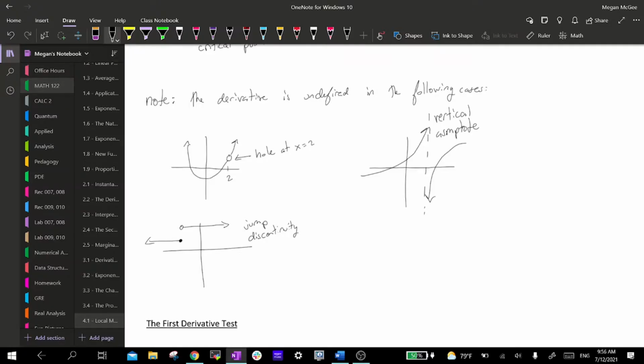Alright, where it keeps going like this, and we cannot take the derivative at this jump point here. So if this is x is -1, our derivative would be undefined there. And lastly, we have probably the most typical we'll see is this sharp point.